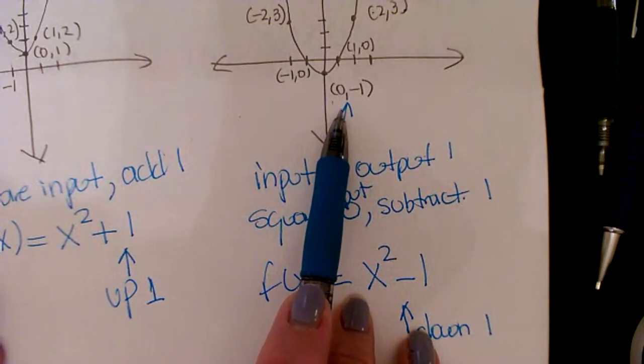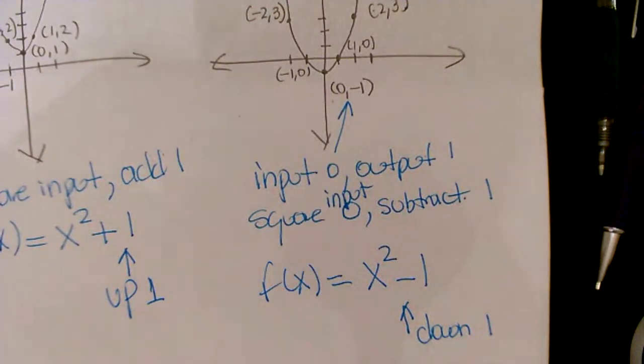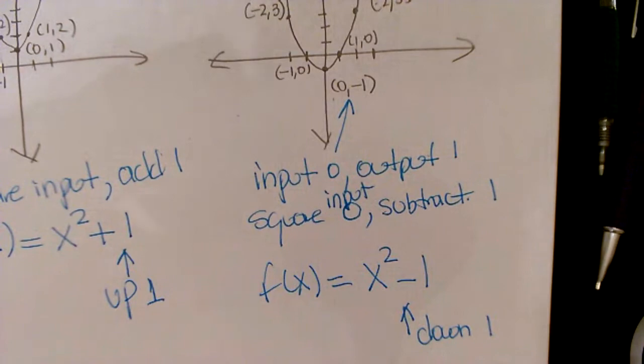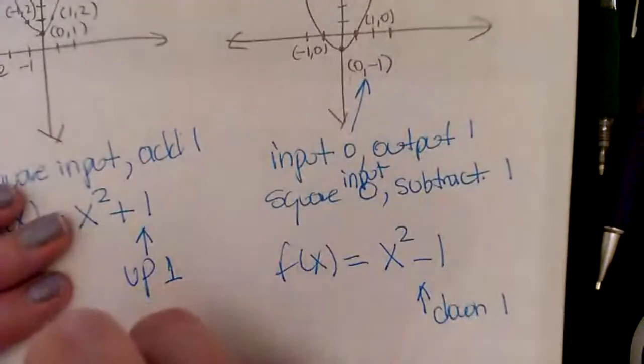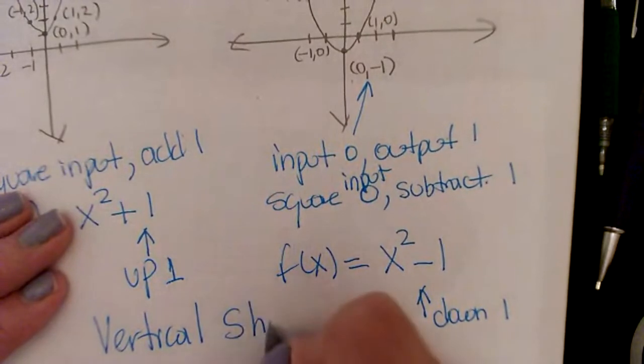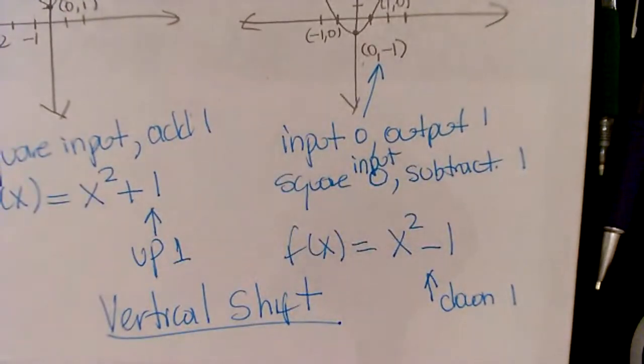So it seems like we're moving the parent function up and down. When we're moving the parent function up and down, this is what we call the vertical shift. Okay, this is what we call the vertical shift when we're moving the parent function up and down.